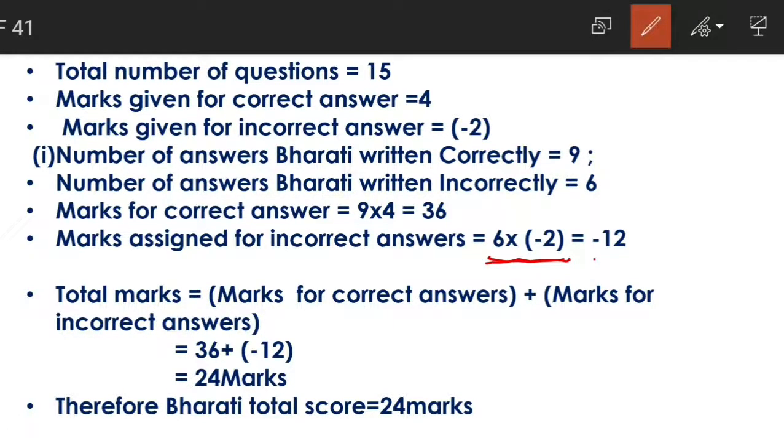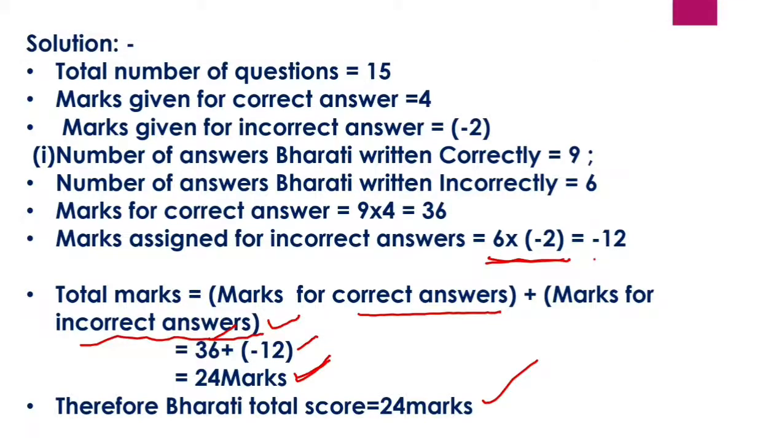And total marks is marks for correct answers plus marks for incorrect answers also. So by adding them we get the total marks. For correct answers she is getting 36 marks, and for incorrect she is getting minus 12 marks. So 36 plus minus 12, so overall 24 marks she is getting. Therefore Bharati's total score is equal to 24 marks. Like this we have to do the problem. Okay, see the next problem.